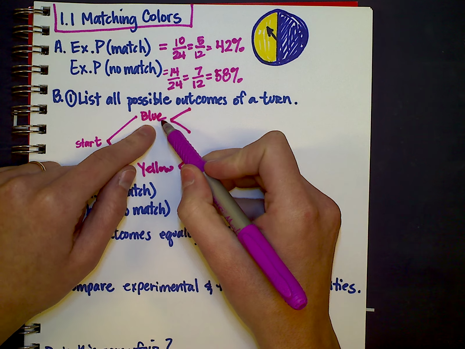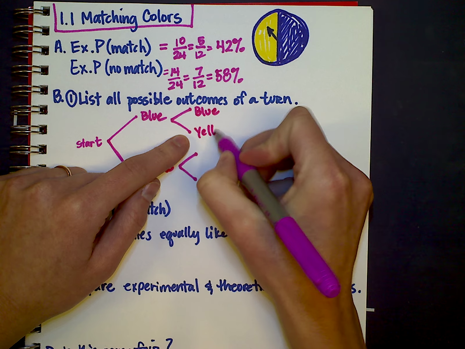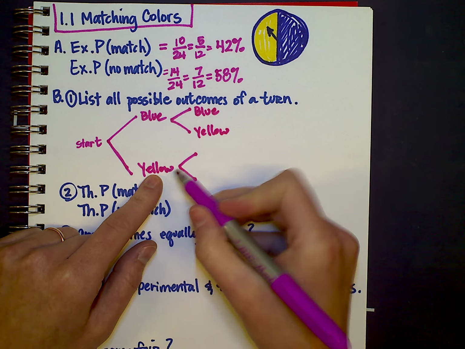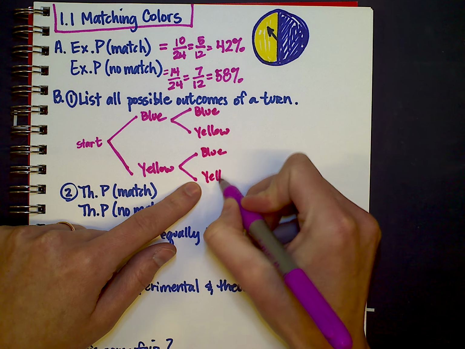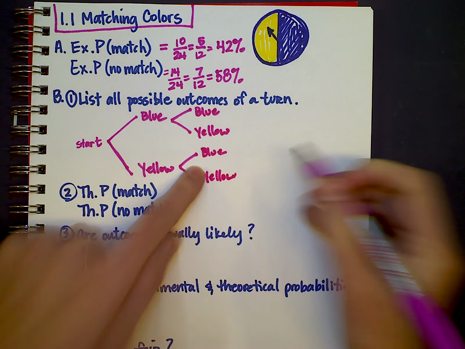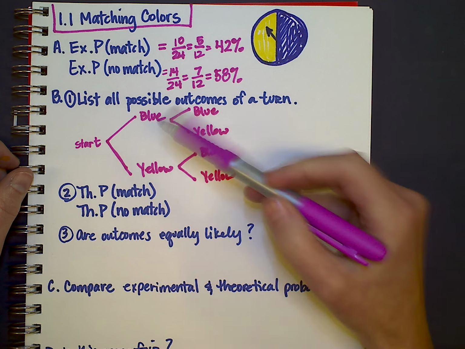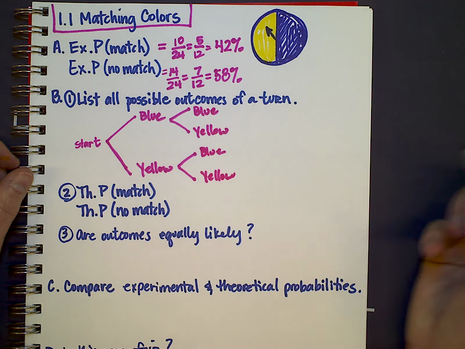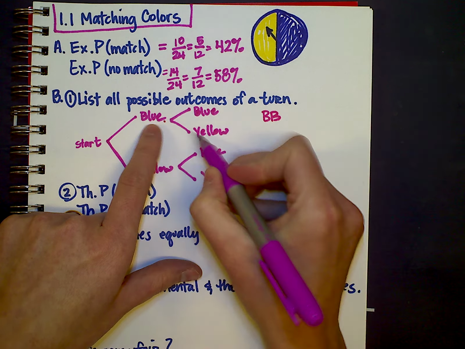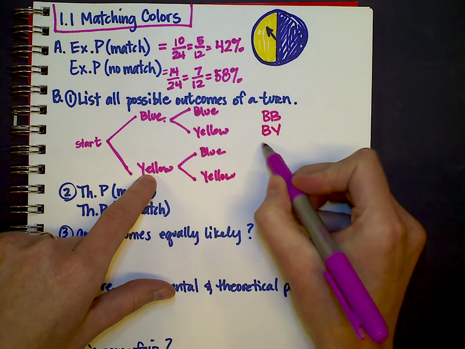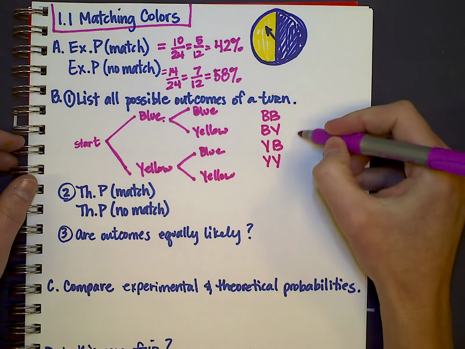So even if I had a blue on the first spin, I could have a blue again on the second spin, or a yellow. Same thing here. If I had a yellow on the first spin, I could still get a blue or a yellow on the second spin. Making a counting tree really helps us to list all of our possible outcomes. So now I'm going to abbreviate B for blue and Y for yellow and list all my outcomes. So here I have blue, blue; blue, yellow; yellow, blue; and yellow, yellow. And I can see now that I have 4 possible outcomes.